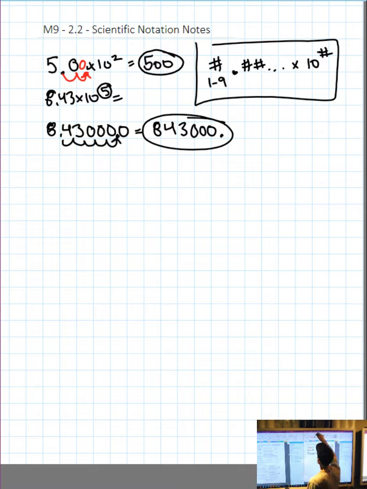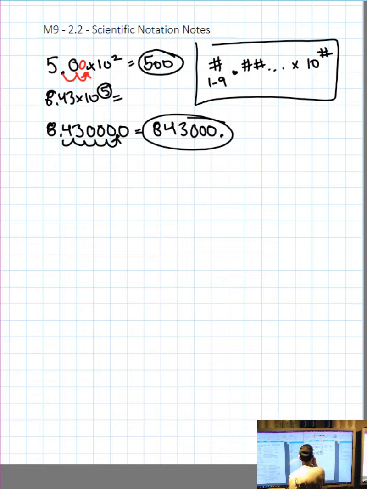So, a positive exponent means the decimal goes to the right. These English sentences are in the notes. Feel free to print off the notes or write out these sentences. But positive exponents move the decimal to the right.